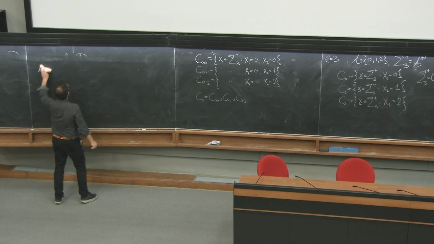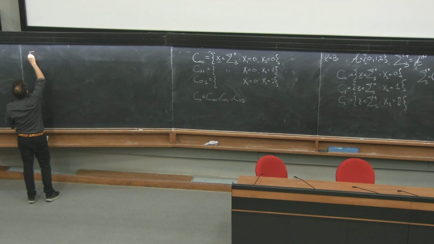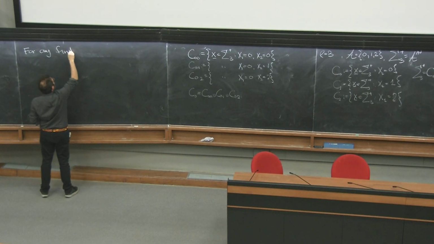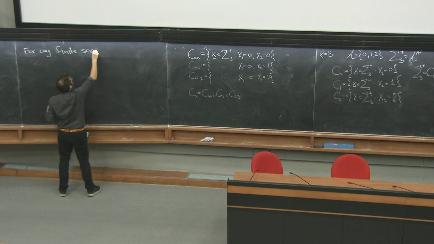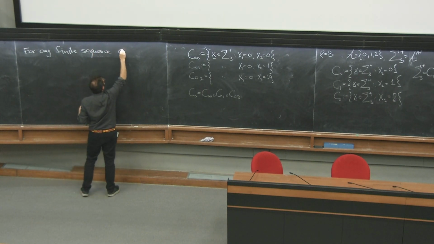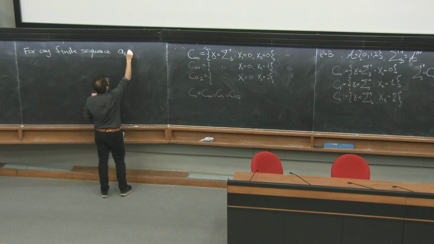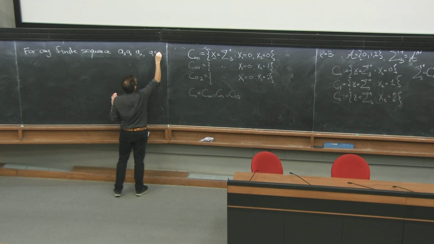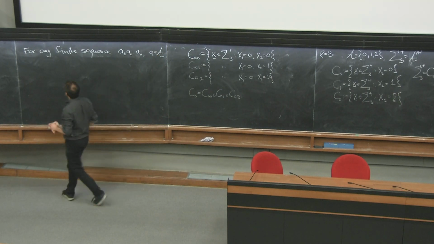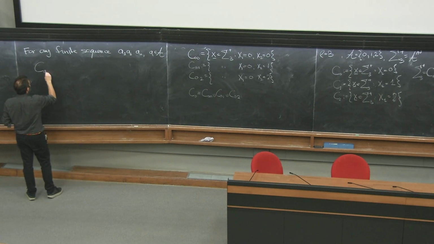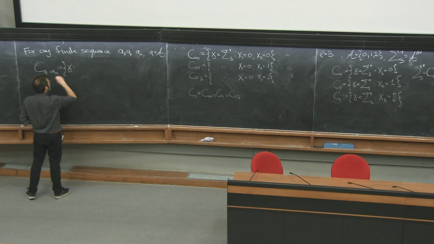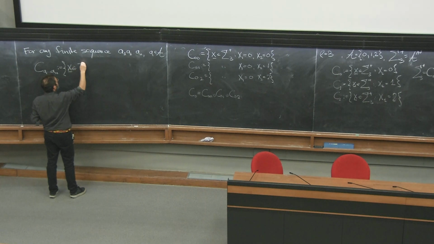So for any finite sequence a1, a2 to an, with ai belonging to our alphabet A, we let C(a1 to an) be, by definition, the set of sequences x in sigma plus.